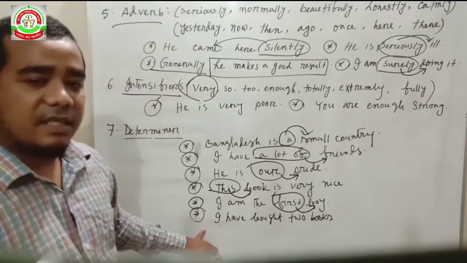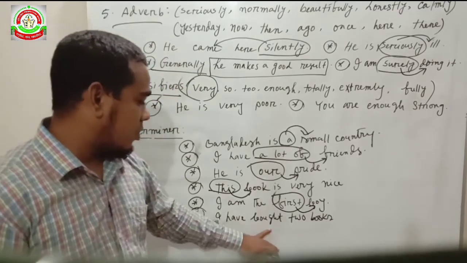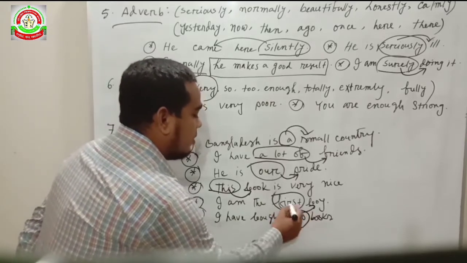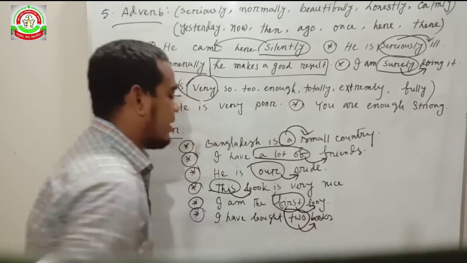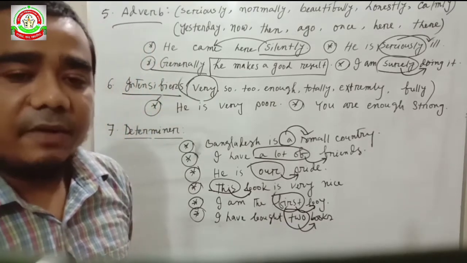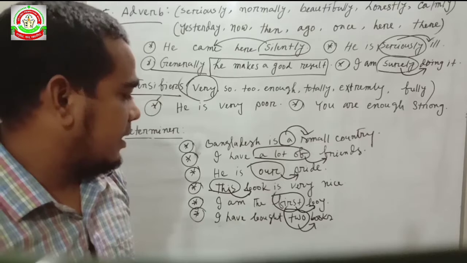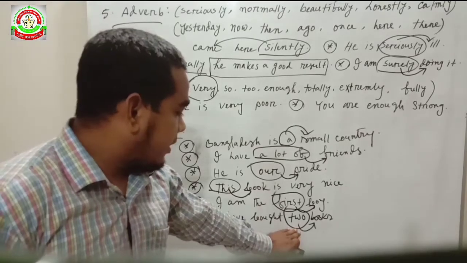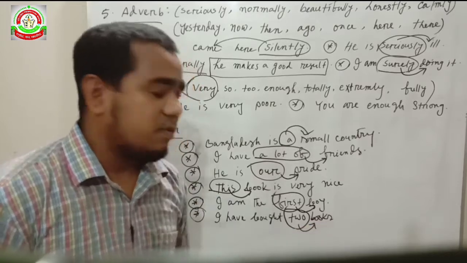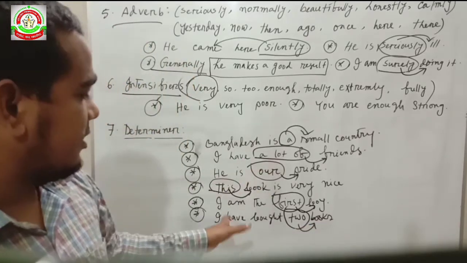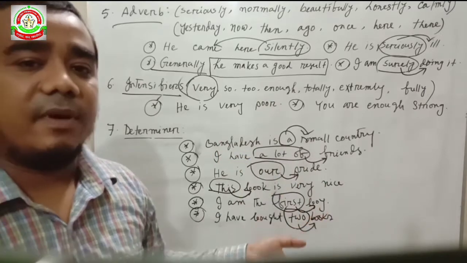Lastly, the last sentence: I have brought two books. Here, two is also a number word: 2, 3, 4, 5. These are also called determiners, and this determiner pre-modifies the noun books. From this discussion we are able to know that all kinds of determiners always pre-modify, they never post-modify.